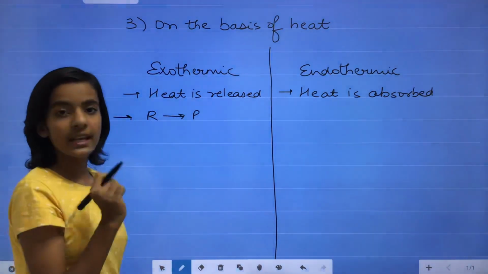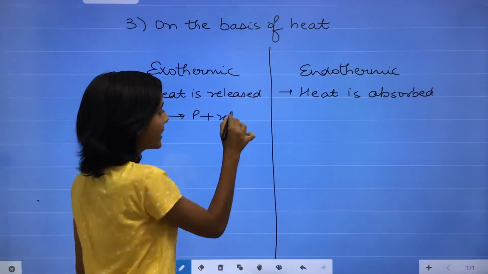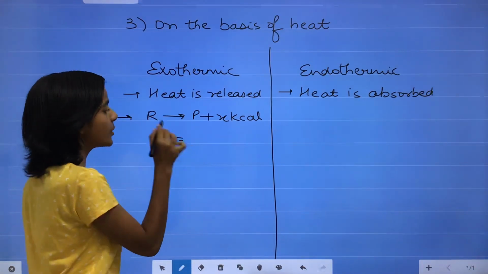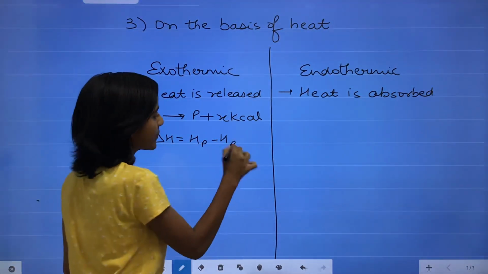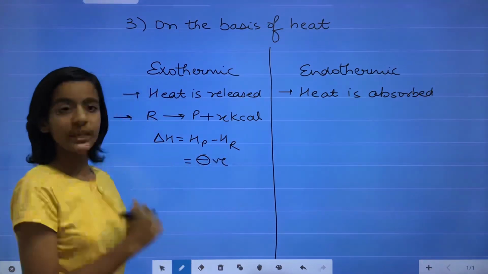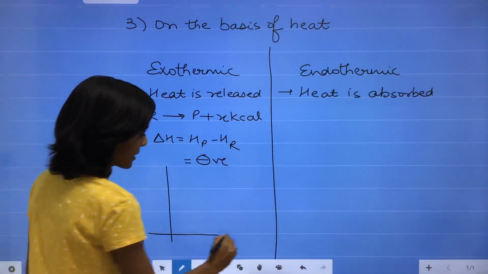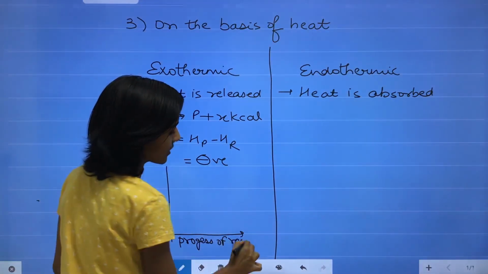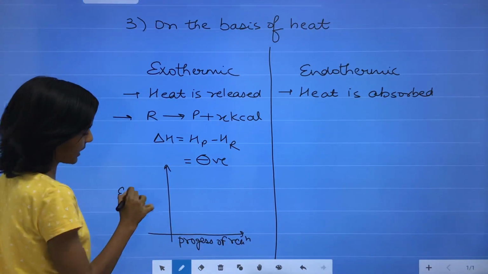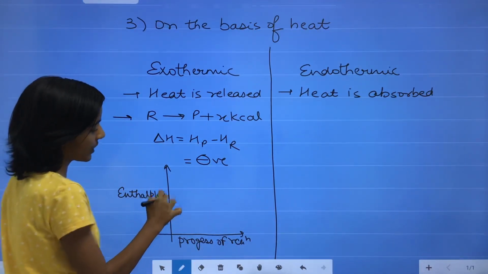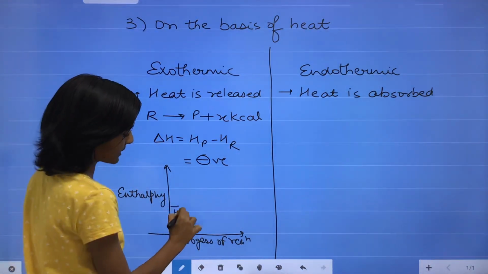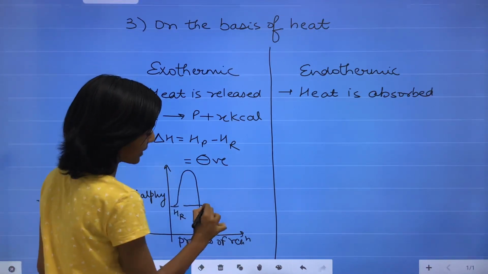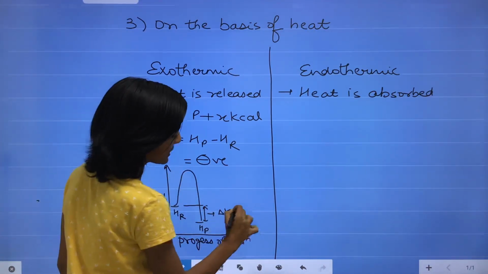So in an exothermic reaction the heat is released, meaning when the reactant is converted into product, some energy is released. Suppose that energy is x kilocalorie. We can represent this by the change in enthalpy, delta H, which is equal to the enthalpy of product minus the enthalpy of reactant, which is negative. And we can represent this by a graph also. This is the progress of reaction, and this is the enthalpy. Suppose the enthalpy of reactant is this and the enthalpy of product is this. So this gap is delta H, which is negative.